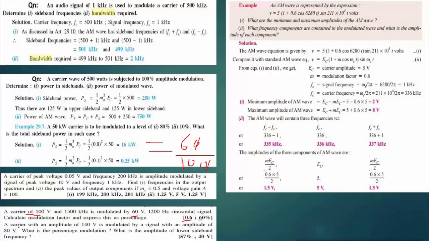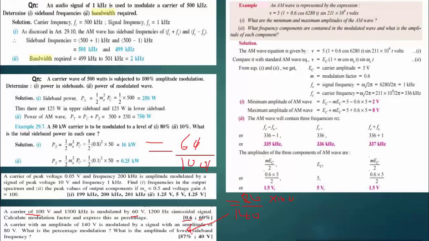Another final example is that we have a carrier with amplitude of 140 volts modulated by a signal with amplitude of 80 volts. What is the percentage modulation? What is the amplitude of the lower sideband frequency? Again, it's the same thing we have done earlier. The percentage modulation is equal to E of the signal, which here is amplitude 80, over E of the carrier, which is 140, and that's when we get 57 percent if multiplied by 100.